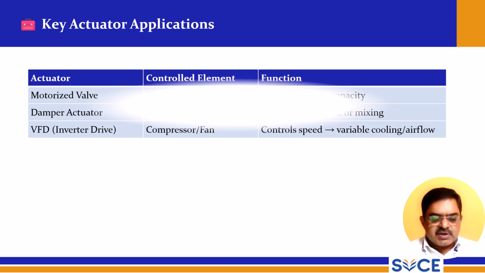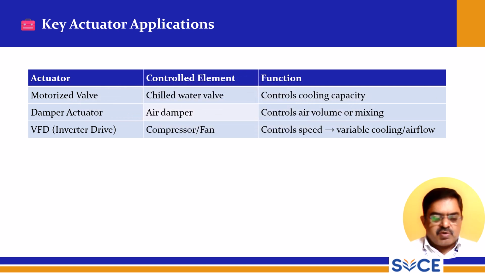So, key actuator applications: actuator, motorized valve, damper valve, inverter drive. The controlled element is chilled water valve, air damper, compressor or fan respectively, and the functions are to control cooling capacity, control air volume or mixing, control speed, and variable control of airflow.